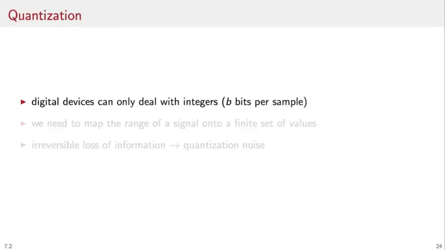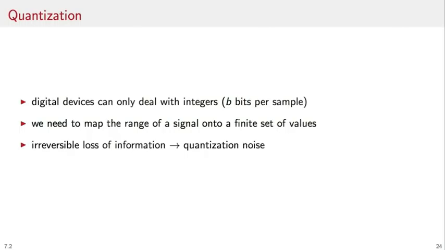Quantization is really the second half of the story in digital signal processing, the first half being the discretization of time. We soon realized that digital devices can only deal with integers, no matter how many bits we use inside each memory cell. And so we need to map the numeric range that discrete time samples live on onto a finite set of values. In so doing, there is an irreversible loss of information because we're chopping these amplitudes according to the resolution that our system allows for.